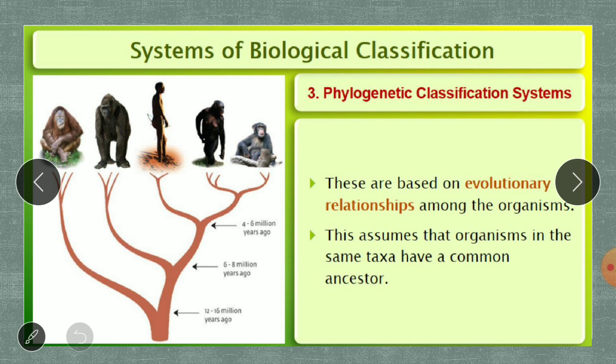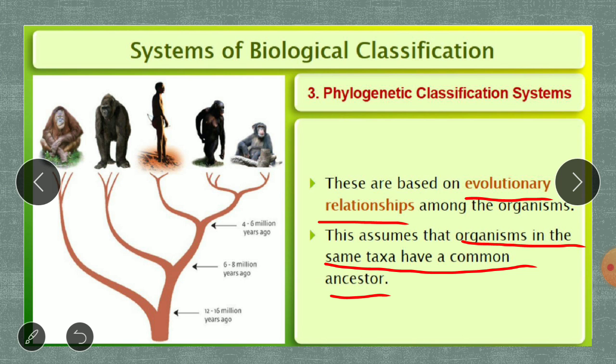Then came the next type of system, which was the phylogenetic classification system. This phylogenetic classification system was based on evolutionary relationship among the organisms. From where the plants have come, who were their ancestors, that is the evolutionary relationship. So this assumes that organisms in the same taxa have a common ancestor. So if you have to place an organism into a taxa, into a group, then they must have a common ancestor. So that was the phylogenetic classification system, which was based on the evolutionary relationship.